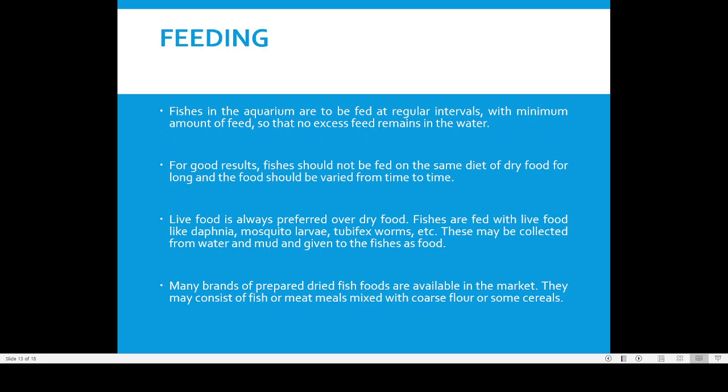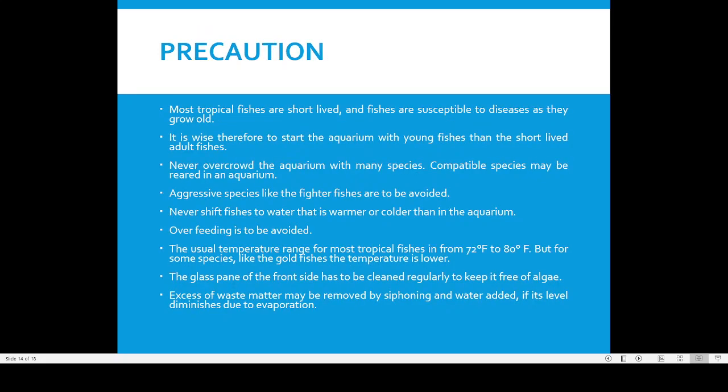Then as far as feeding is concerned, feeding should be done regularly. There are different types of live feed: daphnia, mosquito larva, tubifex. Even for an aquacultural pond, if there is a possibility of introducing live feed, that will improve the growth of the fish and the taste of the fish. Ornamental fish also prefer live feed. So if there is a possibility, give mosquito larva, tubifex larva, daphnia, but otherwise we can go for dry pellet food. Then there are precautions.